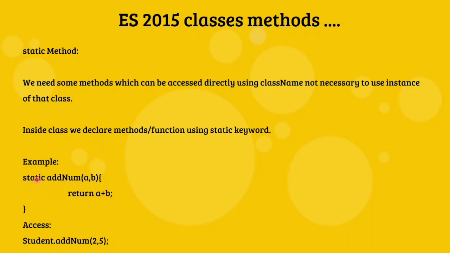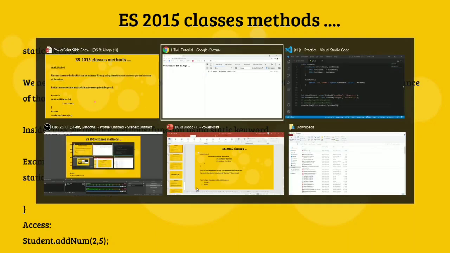And to access this method, as this is the static method, we are directly writing name of our class, that is Student, and then dot name of our method with parameter whatever it is expected. So let's see this thing in our VS Code.